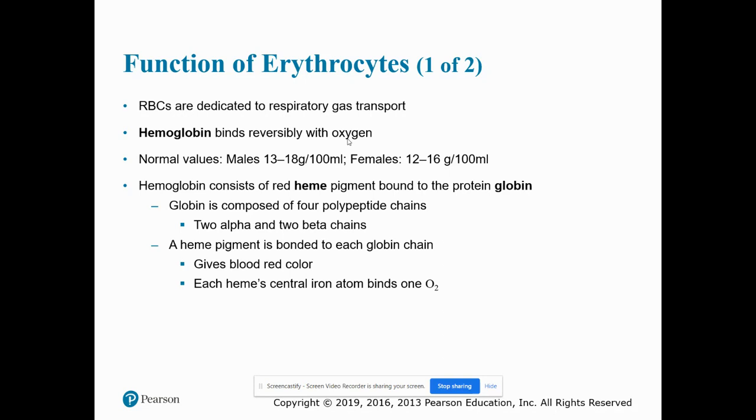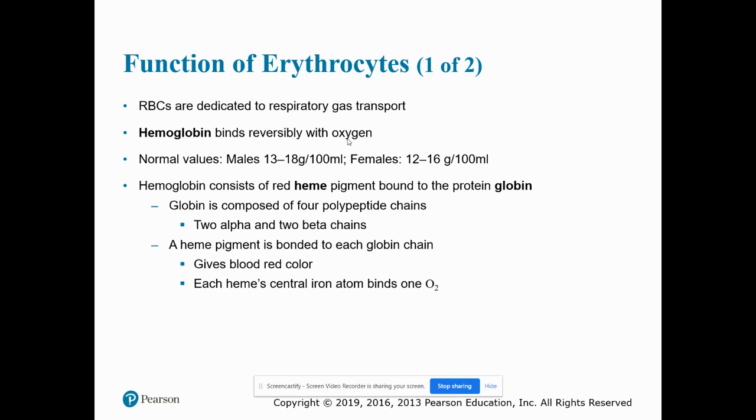And then the function of erythrocytes. So they are dedicated to respiratory gas exchange. And then this is where we really start talking about hemoglobin. And hemoglobin binds reversibly with oxygen. In males, the normal values are going to be somewhere between 13 to 18 grams per 100 milliliters. And then in females, it's going to be somewhere between 12 to 16 grams per 100 milliliters.